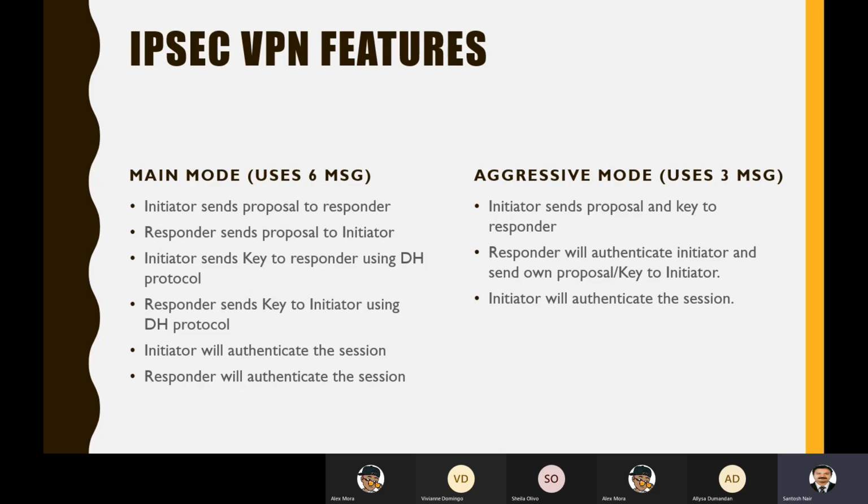So site A VPN gateway will first send, if it is the initiating. If it is initiating the tunnel or VPN, it will send the proposal to site B VPN gateway. Now site B VPN gateway will send the proposal to site A VPN gateway. Next, in main mode, what happens? The third message is it will send the key using the Diffie-Hellman protocol. And again, the responder, the site B VPN gateway, will send its key using the Diffie-Hellman protocol.